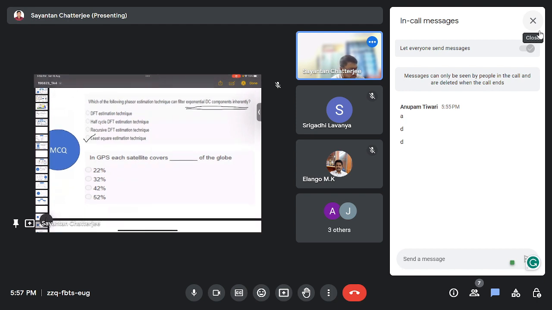So this one: GPS, each satellite covers what percentage of the globe? Not B. It's from the slide itself and from the lecture itself.